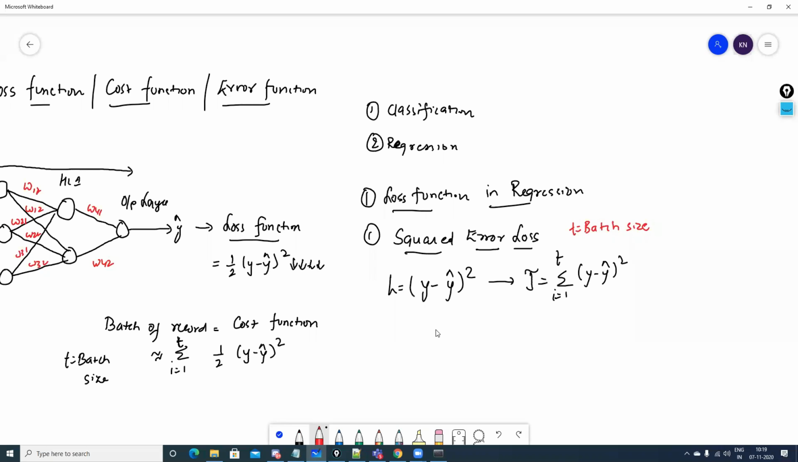Now, why is this important? Why will it work well? What are the disadvantages of this kind of error loss, or squared error loss? We'll try to understand. When I take this, it is called squared error loss. If I take this, it is called mean squared error loss. This is the basic difference between the two, but we say this as MSE. This particular cost function we can also call MSE, mean squared error.